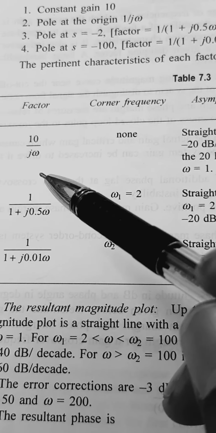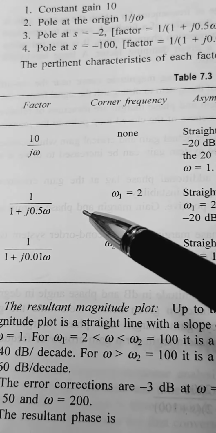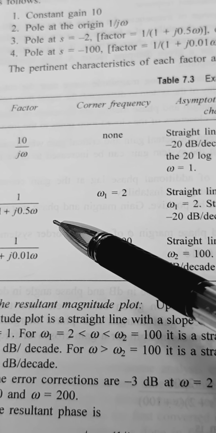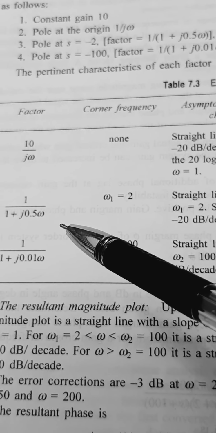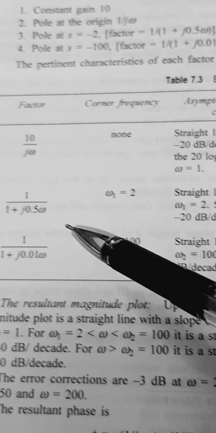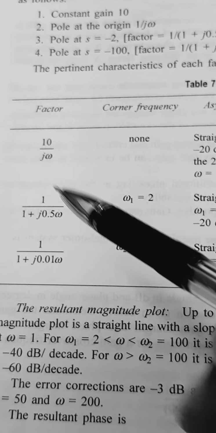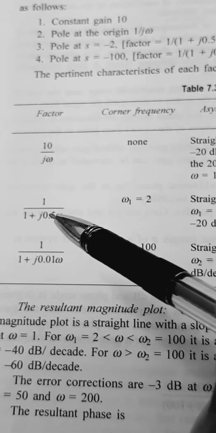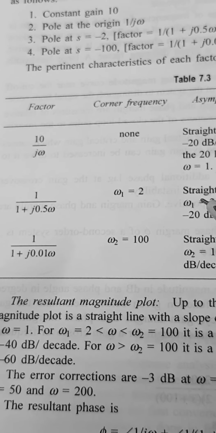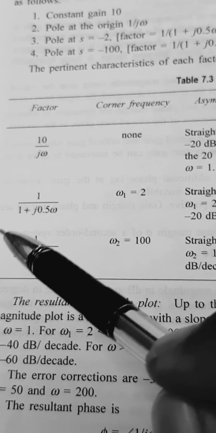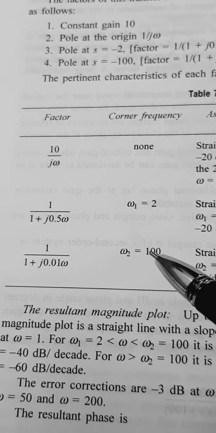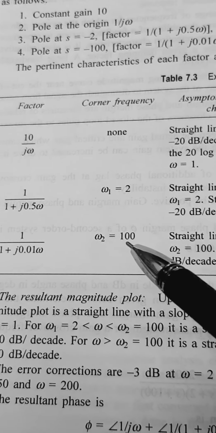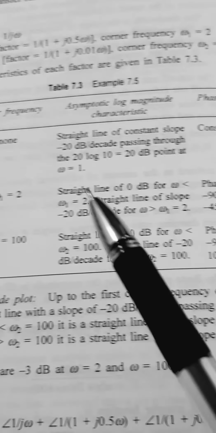that time everywhere you will get a minus 20 dB per decade slope. Here, till corner frequency it is 0. After that, it is minus 20 dB per decade. Here also, till corner frequency it is 0. After that, it is minus 20 dB per decade. So, that is explained here.